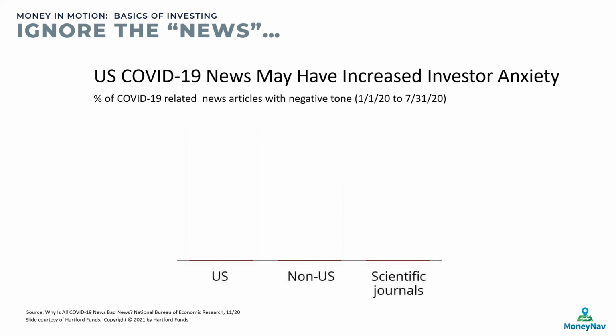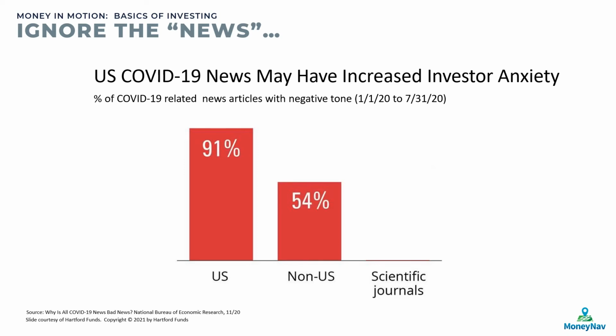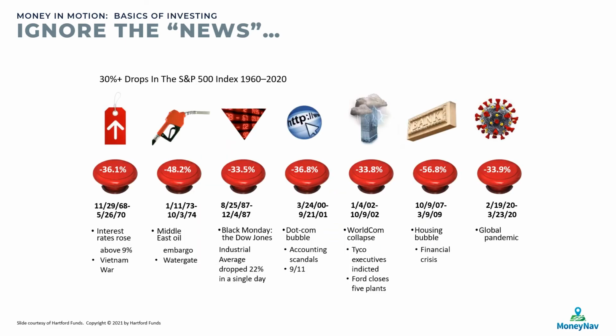There are lots of resources in MoneyNav to help you better understand market volatility, so we'll just keep it simple here. Ignore the news and don't panic. From January to July 2020, 91% of the news related to COVID was negative. Compare that to 54% in foreign press and 65% in scientific publications. And while these have most certainly been scary times, they aren't the first scary times we faced. In fact, the 34% COVID decline wasn't even the worst we've seen.